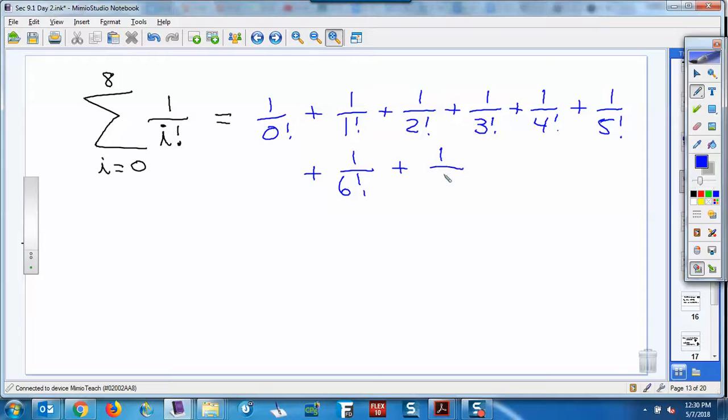And 6 factorial. And this is where a calculator for sure would come in. At some point you'll have to just get a decimal. Maybe on a problem like this, it might just say expand the sum. And then you can just stop right here.